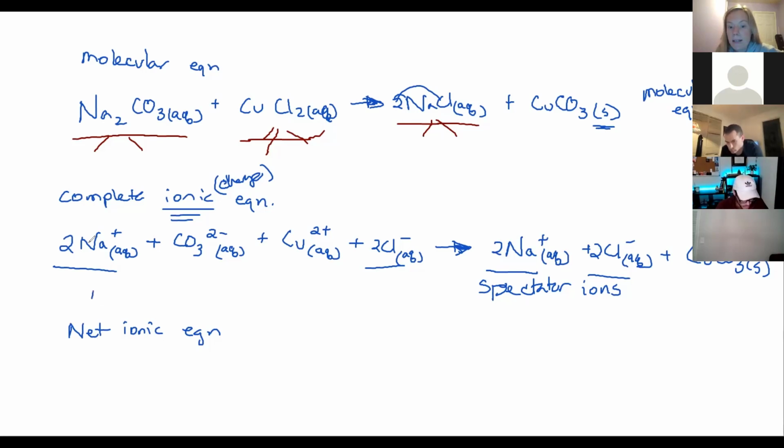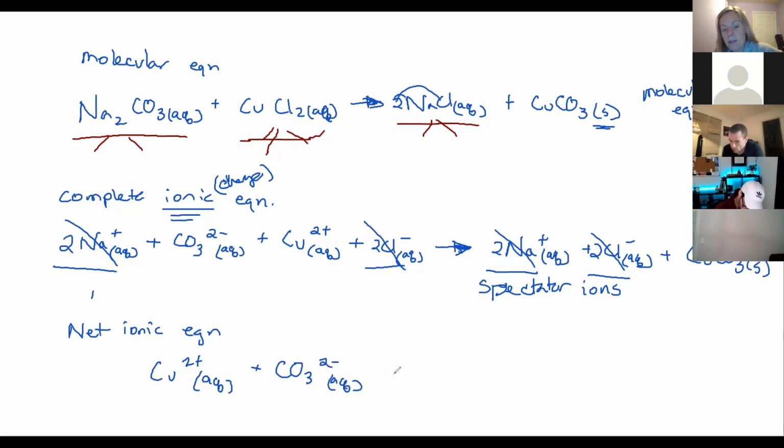So we take our spectator ions and we just cancel them out. So let's cut out sodium and let's cut out chlorine. What you have left is the important stuff for your net ionic equation. I'm going to write the metal first. Cu2+, aqueous. So when copper with a 2+ charge comes together with carbonate with a 2- charge, that's where the magic happens, right? It's aqueous and it's aqueous. Bam, they come together and they're going to form CuCO3, solid.